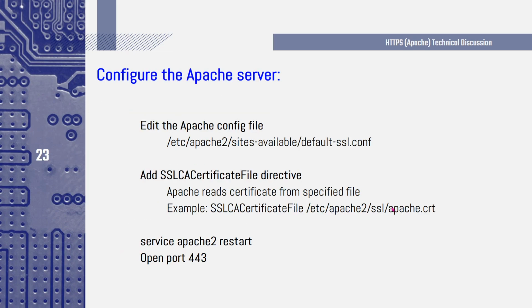I listed the directions for how to configure the Apache server. Of course, this is a simplified version. We'll edit the Apache config file and add a directive to it called SSLCACertificateFile. And here's an example of what that line might look like. Then we'll want to restart the Apache service, and we'll want to open port 443, the port that HTTPS runs on.